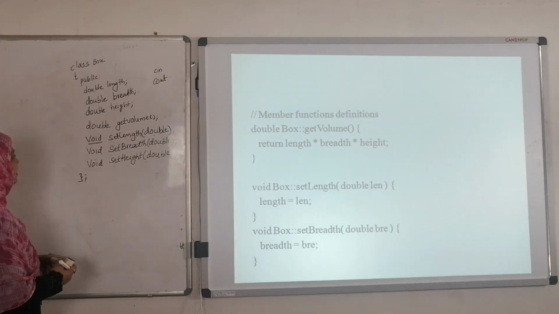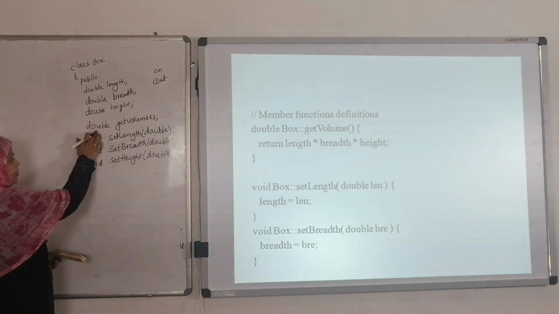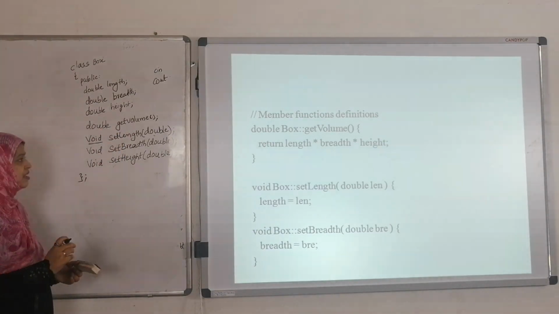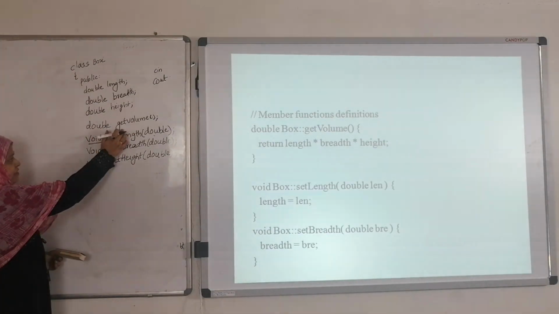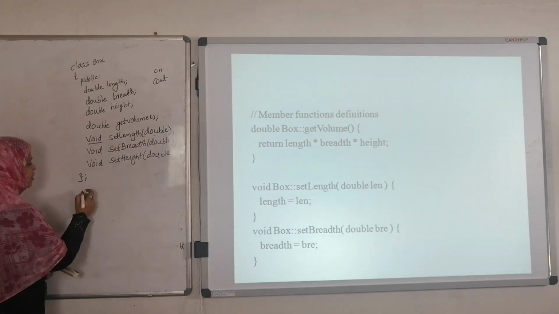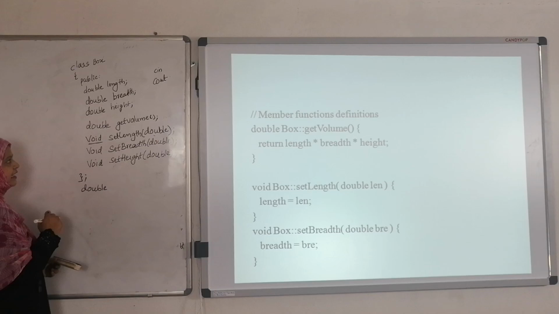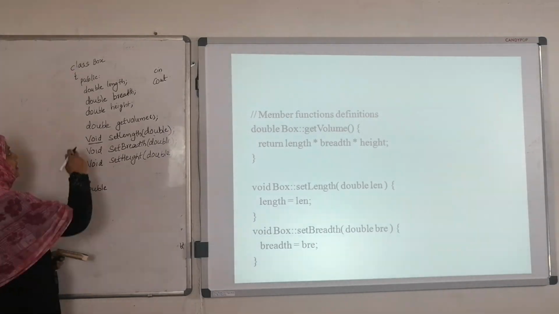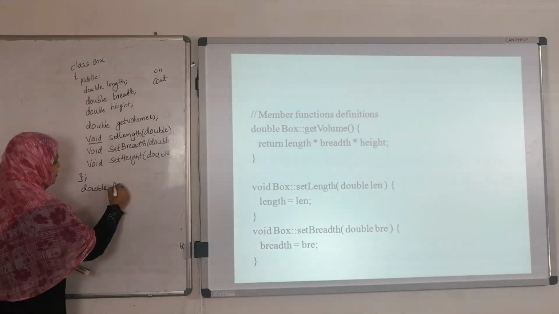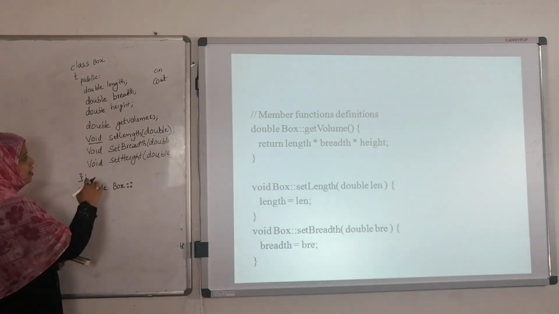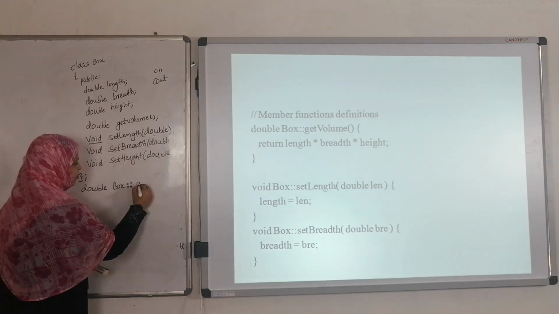First, I am going to define this get volume function. How to find the volume of a box? What is the return type of this get volume function? Double. Next, what is the class name? The class name is Box. Then the scope resolution operator. What is the method name? Get volume.